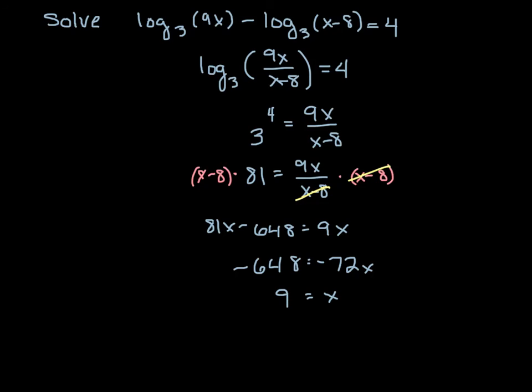So I'm just going to double check to make sure this value of x is kosher with all these logarithms. If I plugged in 9 for this x, we get log base 3 of 81. That's positive, so that works out. Log base 3 of 9 minus 8 is still positive, so that checks out. So our answer is x equals 9.